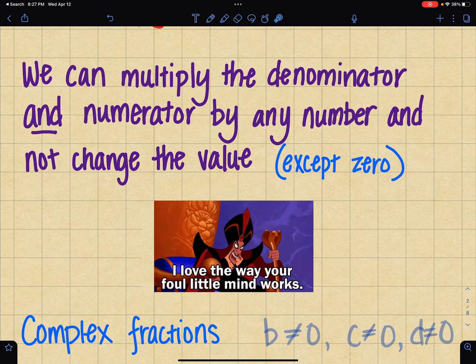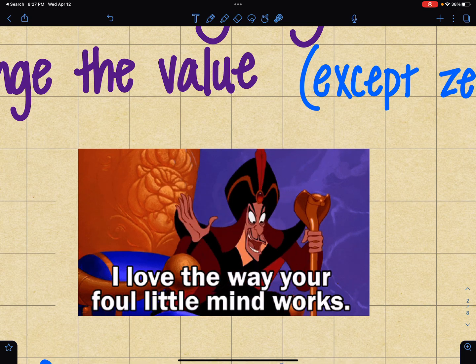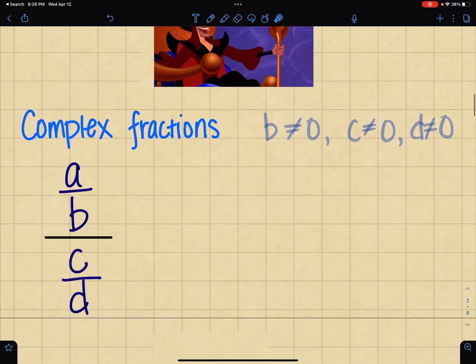Okay. All right, now we move on to complex fractions. You're going to love this. I love the way your foul little mind works. All right, here we go.